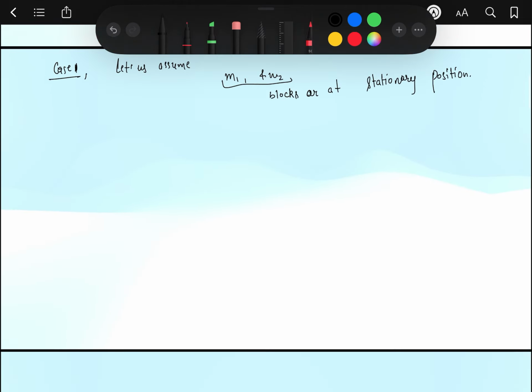So I will draw it here. This is our situation for m1: a tension force is acting in the backward direction like this, and a friction force F1 is acting like this. Similarly, this is our m2 block, a tension force is acting in the forward direction, and a friction force F2 is acting in the backward direction.